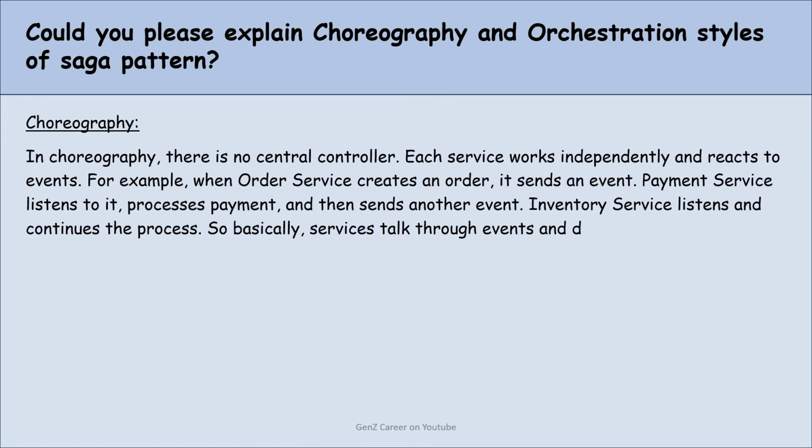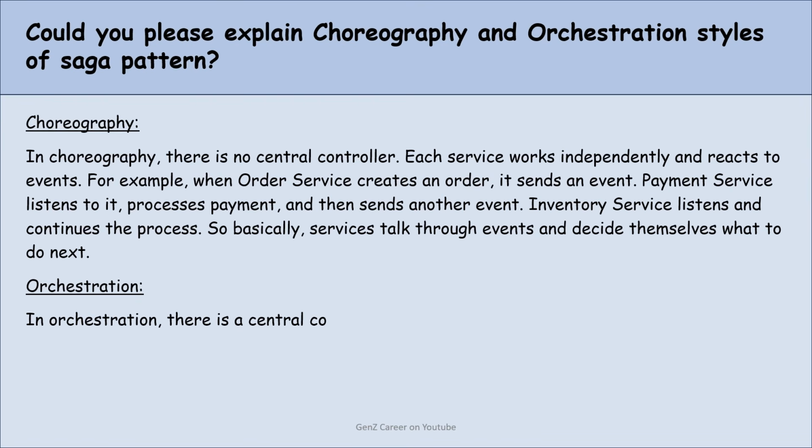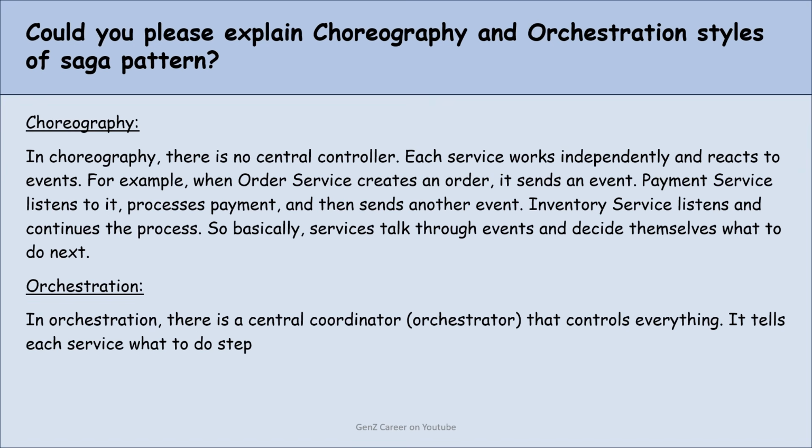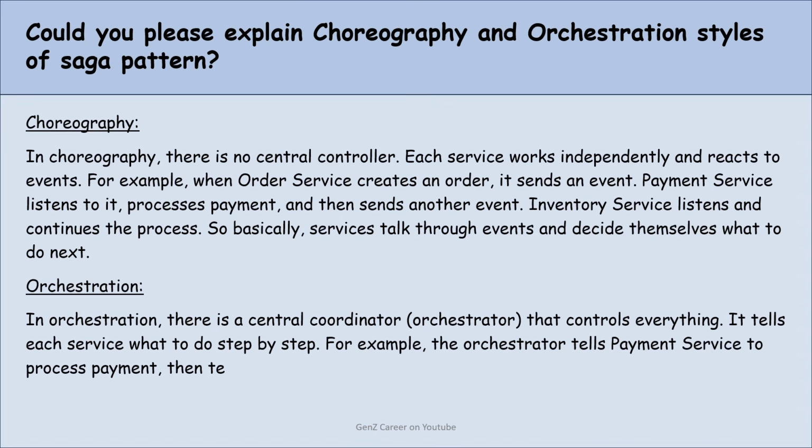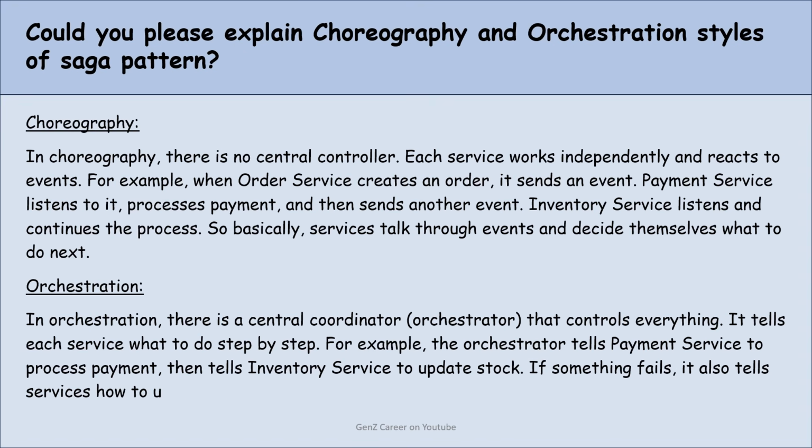So basically, services talk through events and decide themselves what to do next. Whereas in orchestration, there is a central coordinator called orchestrator that controls everything. It basically tells each service what to do step by step. For example, the orchestrator tells payment service to process payment, then tells inventory service to update the stocks. If something fails in between, it also tells services how to undo actions. Are you getting my point? So here one central service manages the whole flow.